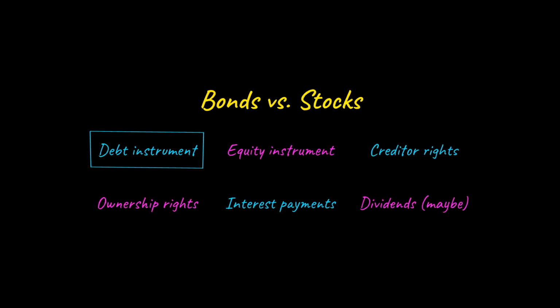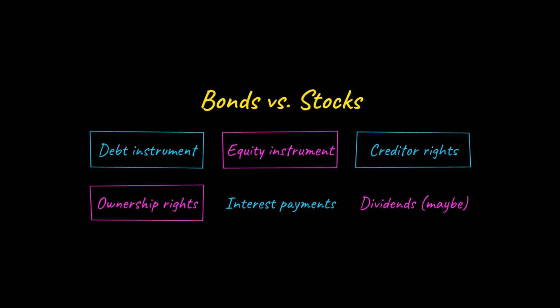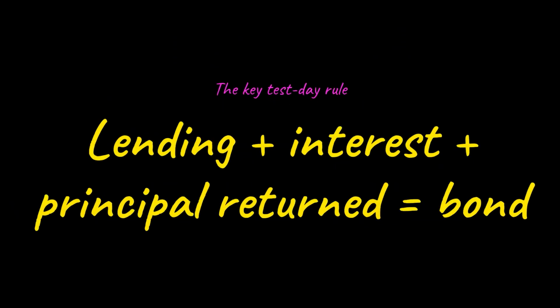The critical distinction is that bonds are debt and stocks are equity. Bondholders are creditors with contractual rights to interest and principal. Shareholders are owners with no guaranteed payment at any date, only a residual claim on whatever remains after all obligations are met. Whenever a scenario describes an investor lending money in exchange for periodic interest and the eventual return of principal, that instrument is a bond, regardless of whether the issuer is a corporation, a city, or the federal government.